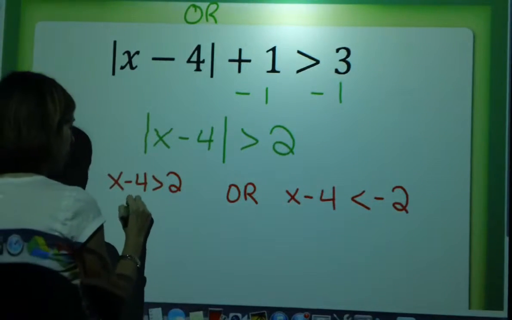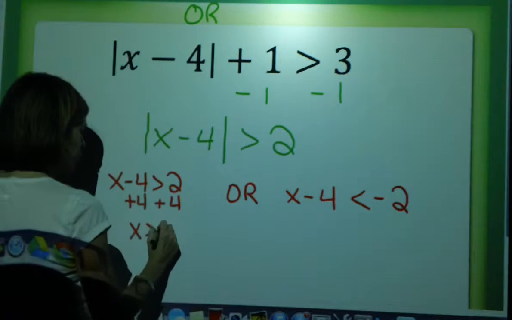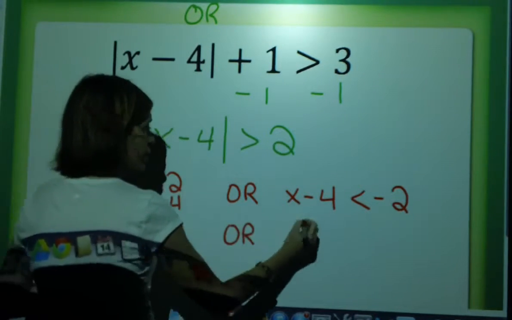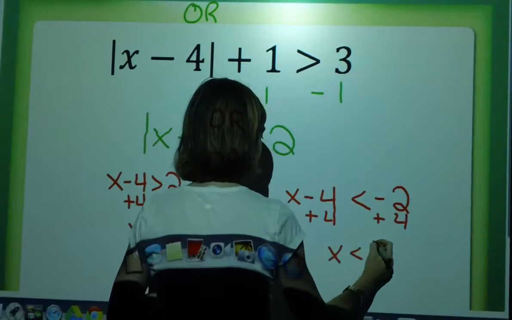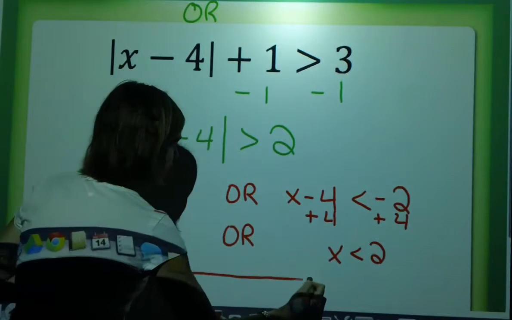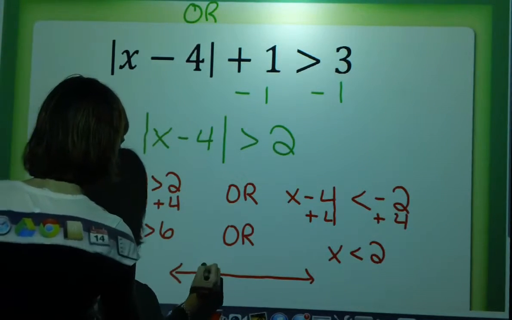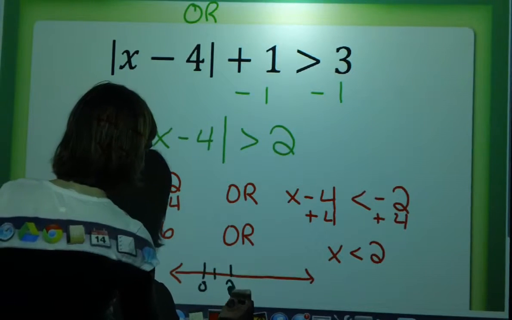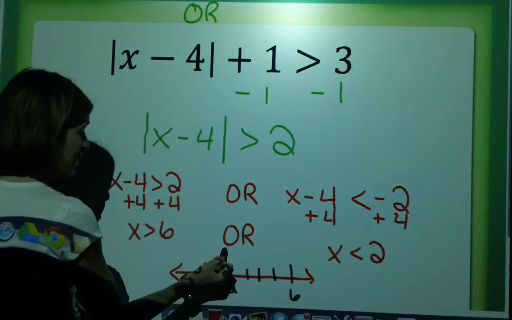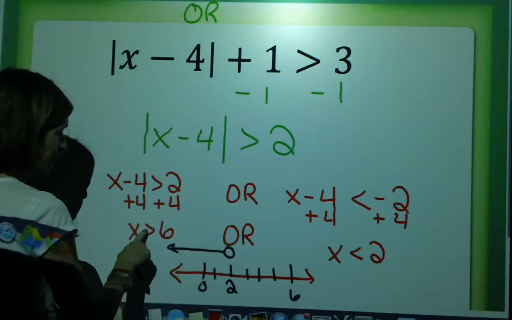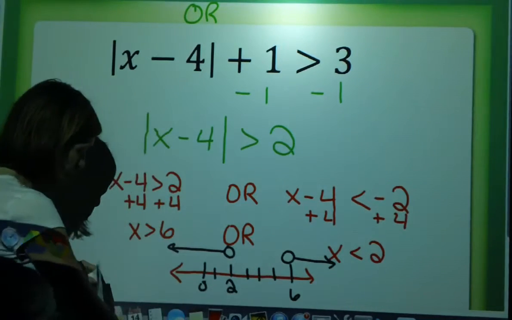You solve each one individually. By adding 4, I get x is greater than 6, or, and by adding 4 here, I get x is less than 2. I graph it on a number line. Here's 0, 1, here's 2, 3, 4, 5, 6. I want x is less than 2, so going to the left, and x is greater than 6, going out. So hopefully you got that one right.